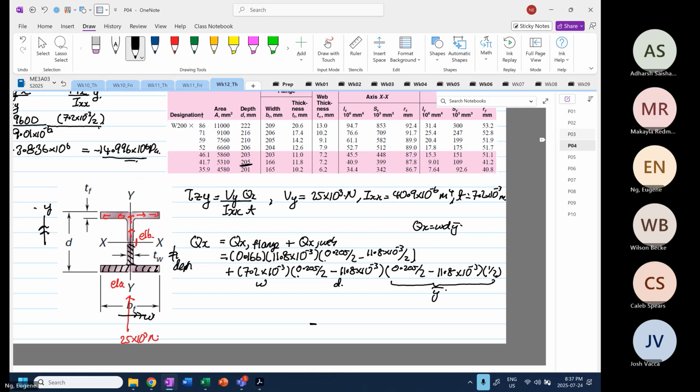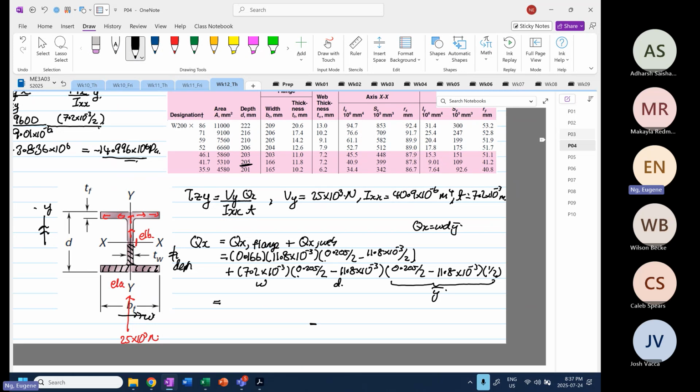Y bar. Okay, just to make matters clear. So from here, you have to be very careful now. So Qy is 0.205 divided by 2 minus 11.8 to the power minus 3, divided by 2, times 11.8 to the power minus 3, times 0.166.